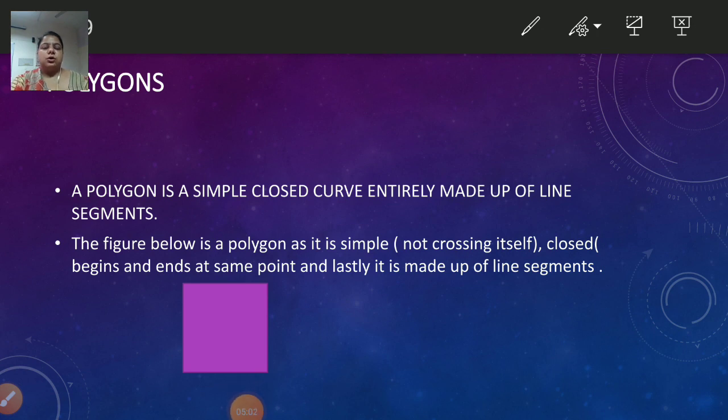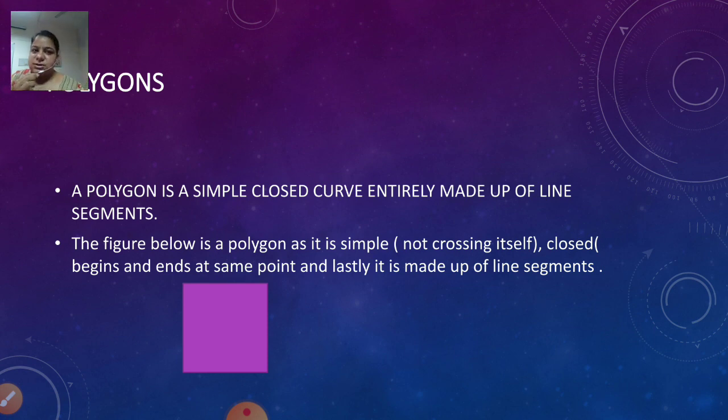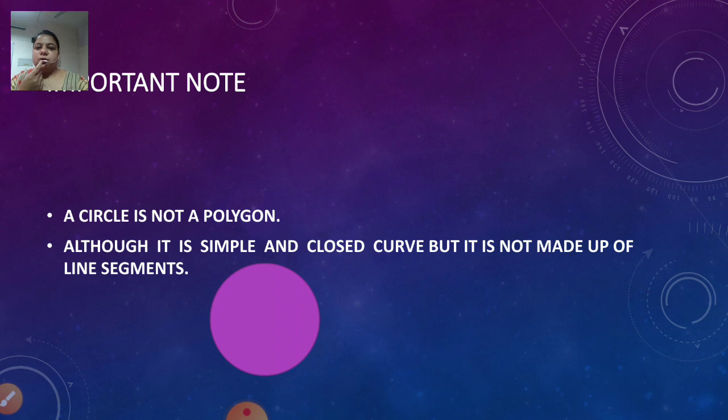Okay, so now what we have discussed, a polygon is a simple closed curve entirely made up of line segments, and the figure given below is a polygon, as it is simple because it is not crossing itself, it is closed also, and it is made up of line segments also. So students, now again there is one important note for you. A circle is not a polygon because a circle is simple, it is closed also, but it is not entirely made up of line segments.